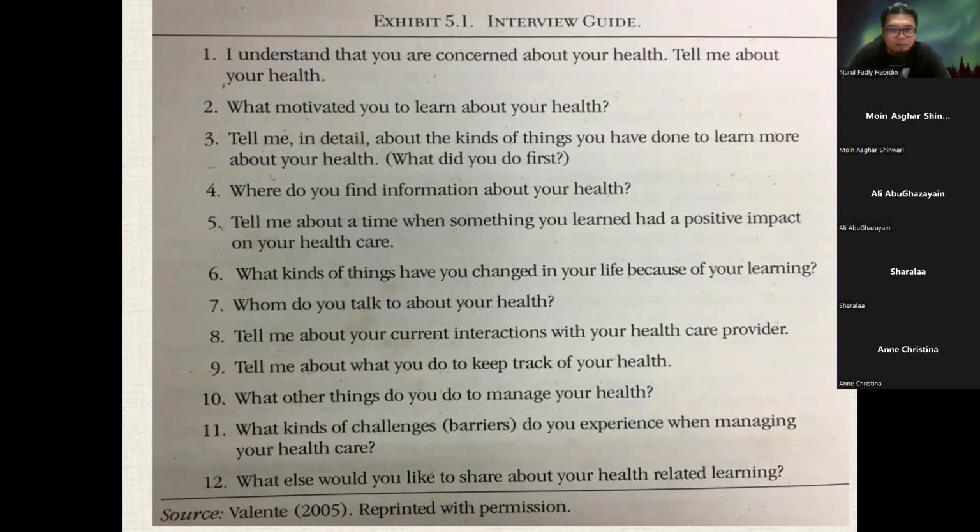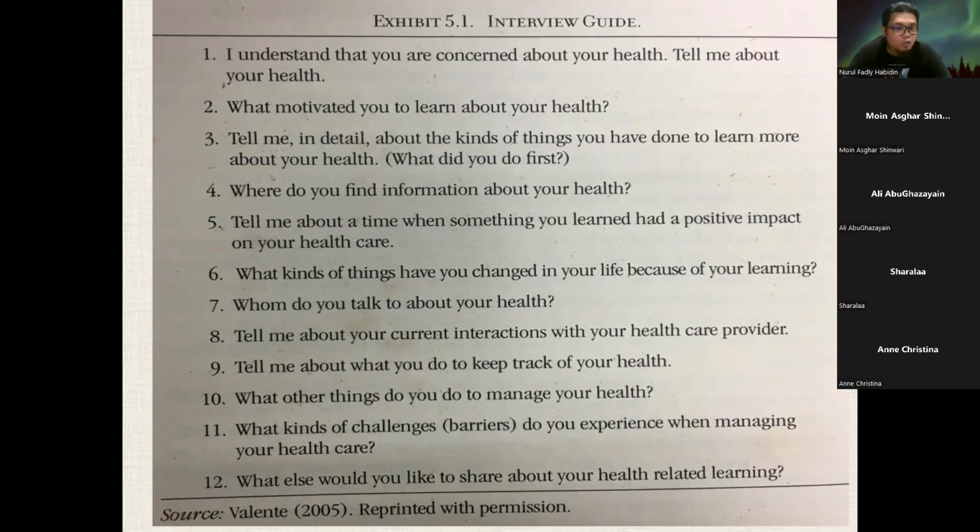Number 5, tell me about a time when something you learned had a positive impact on your health care. What kind of things have you changed in your life because of your learnings? Who do you talk to about your health? Tell me about your current interaction with your healthcare provider. Tell me about how you keep track of your health.